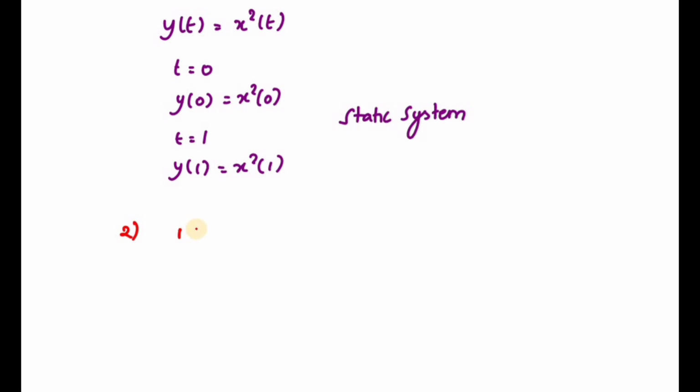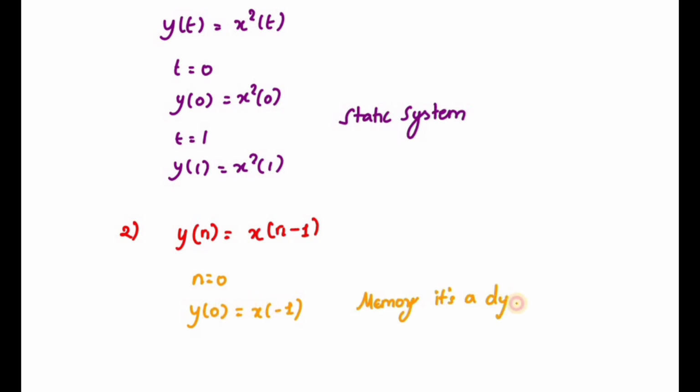Next, y of n is equal to x of n minus 1. Here you can see a shifting process has been done. When n is equal to 0, y of 0 is equal to x of minus 1. So the present value is going to the past value. So it is a dynamic system.